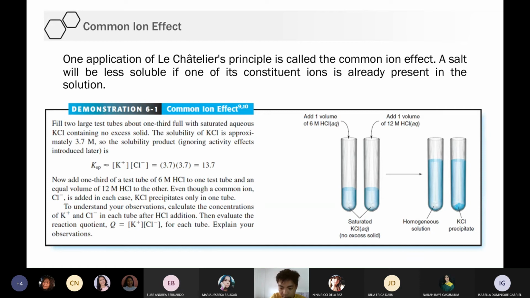Anong ano ba to? KCl. Suppose you have KCl salt, no? So, ano mangyari sa KCl? Magiging potassium yan and then Cl minus.